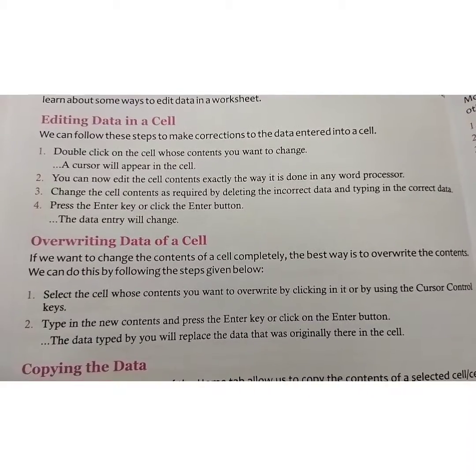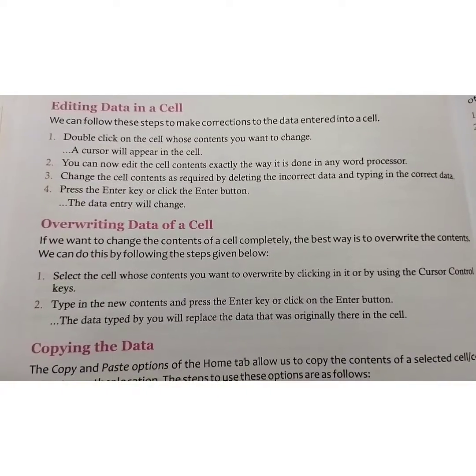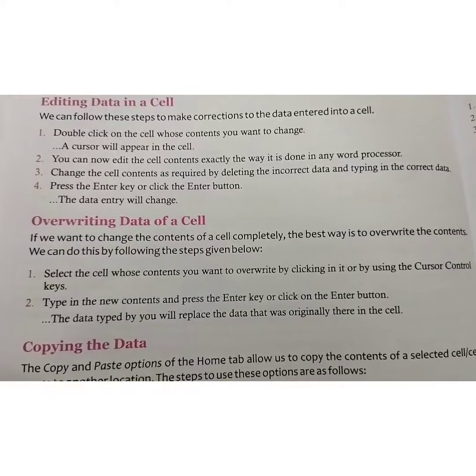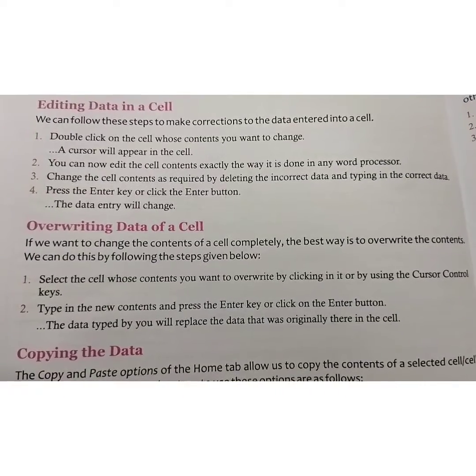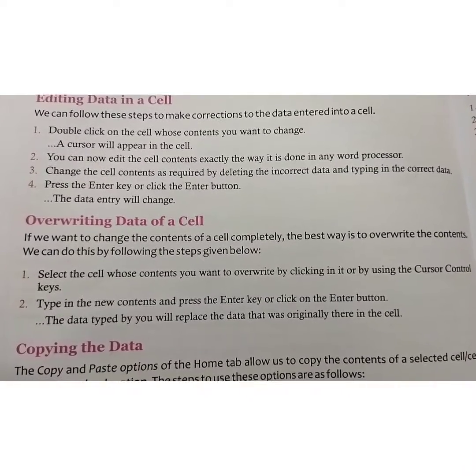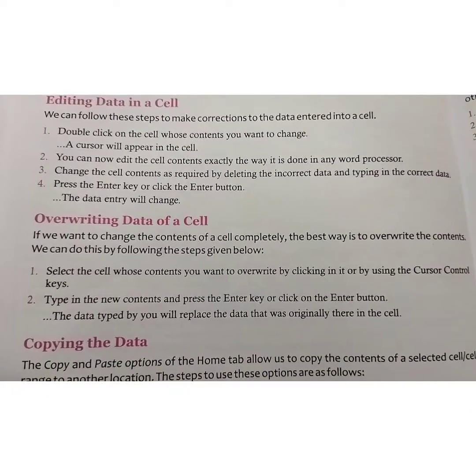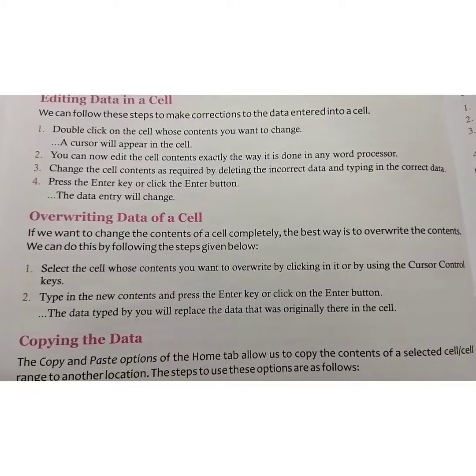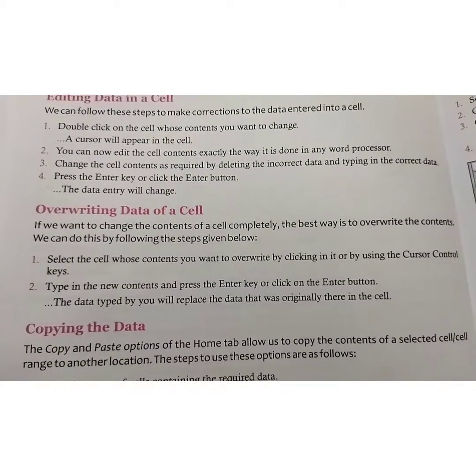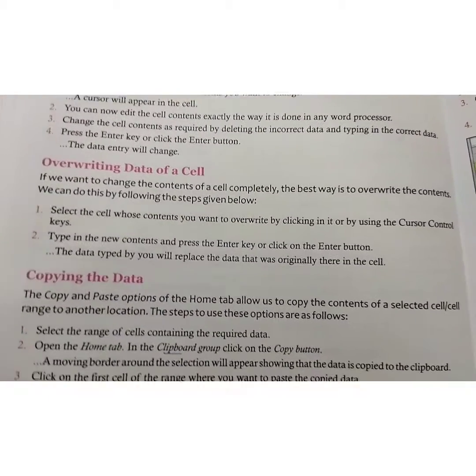Double click on the cell whose content you want to change. A cursor will appear in the cell and you can now edit the cell content exactly the way it is done in any word processor. Change the cell content as required by deleting the incorrect data and typing the correct data. Then press the enter key or click the enter button, and the data entry will change.